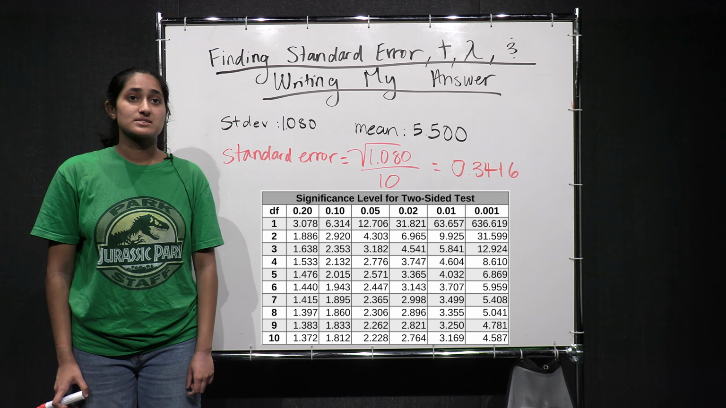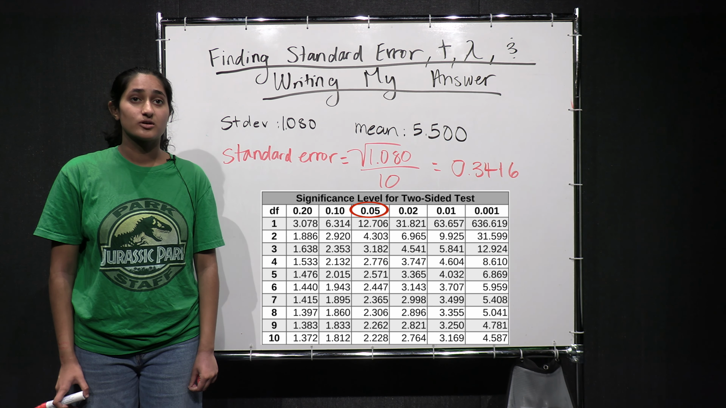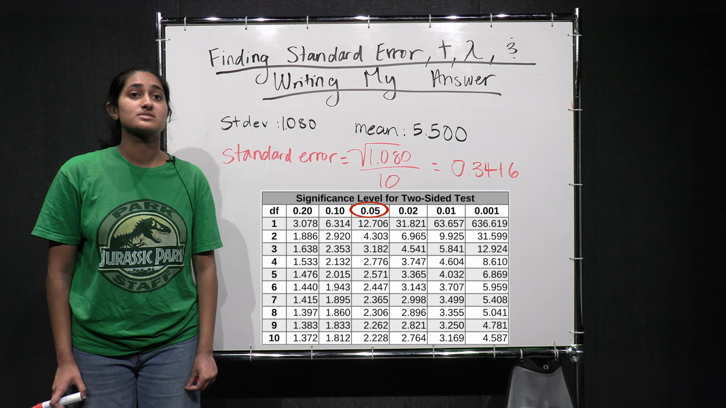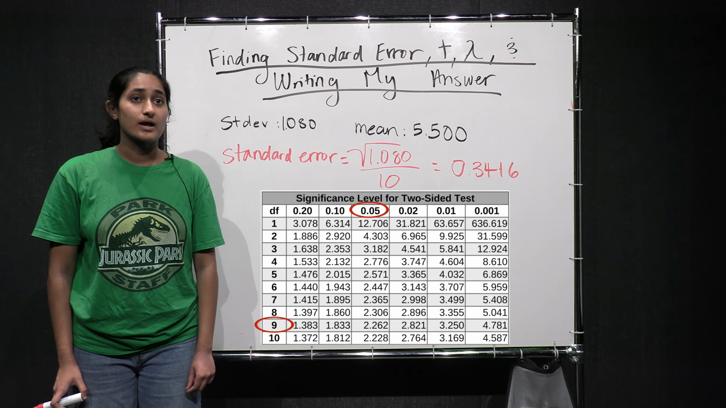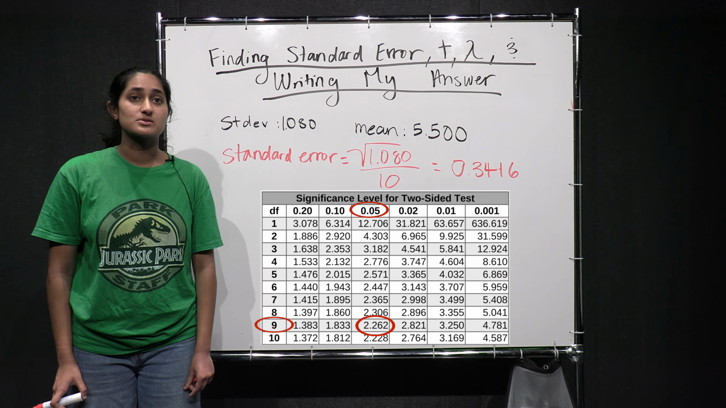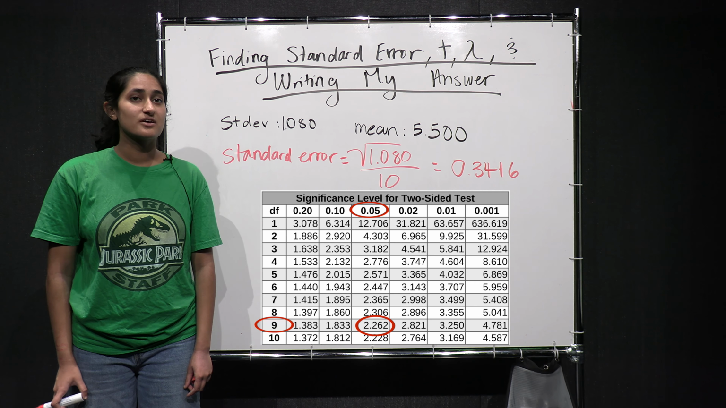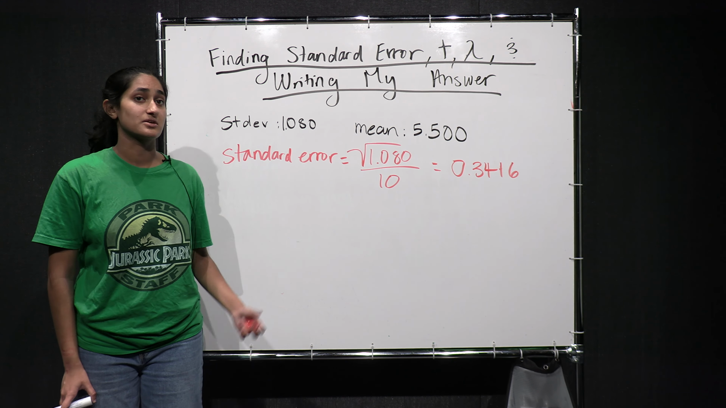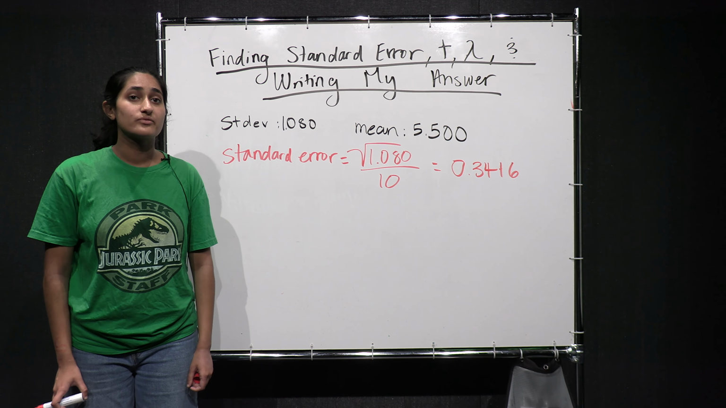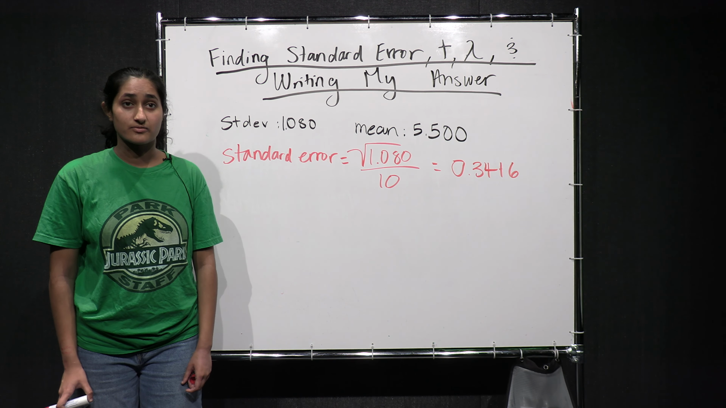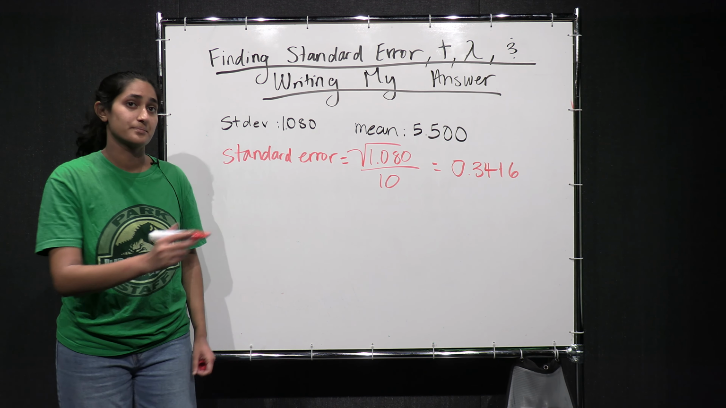Looking at the two-sided t-table at p equals 0.05 and degrees of freedom at 10 minus 1, or 9, I get a value for t of 2.262, resulting in a lambda of 2.262 times our standard error of 0.3416. Our lambda is therefore 0.773.